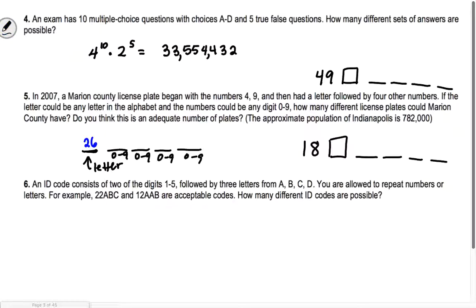Maura used to ask me that every year. She'd be like, how many letters are in the alphabet? 24 or 26? I'm like, 26.